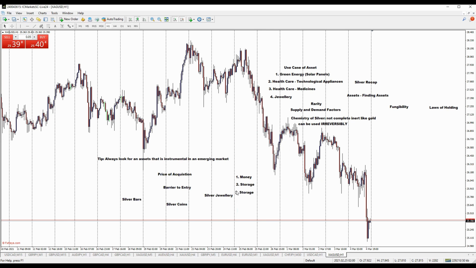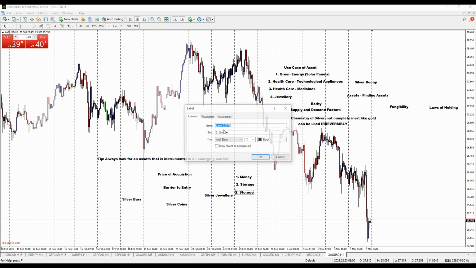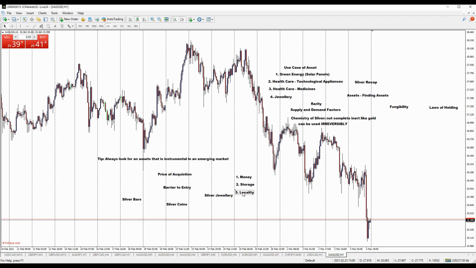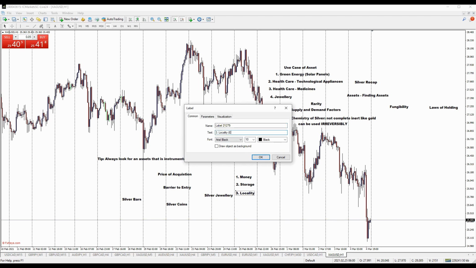I'll say and location, or locality. I'll say these are the three major things. When I look at assets, this is what I think about. So the locality, how close is it to me? How easy is it for me to, let me put here so that it makes sense. Ease of acquisition.